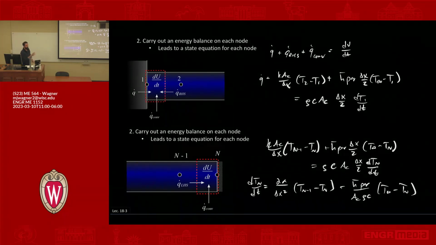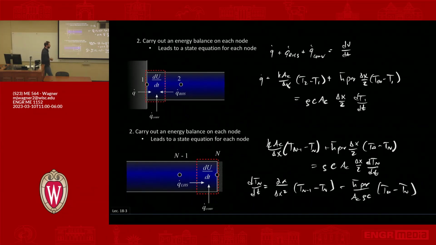Questions on this? Yeah. What are those constants again? Alpha? Oh, that. Alpha is k over rho c, the thermal diffusivity. 2 times alpha? Oh, sorry, yeah. 2 times alpha. It's basically the same thing.